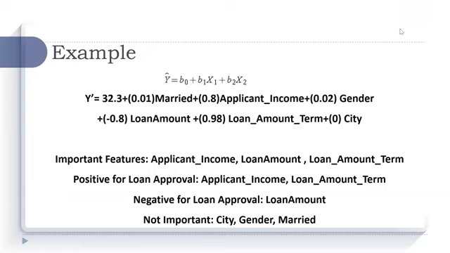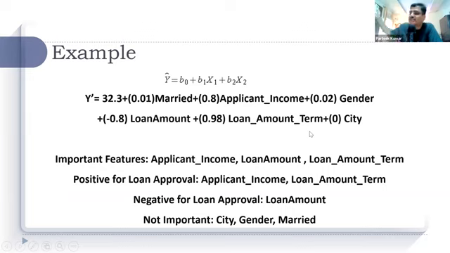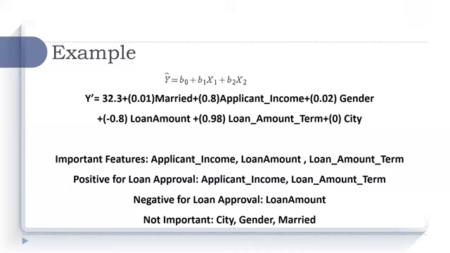Yeah, anyone? City. Very good. So city is not important because city is getting a weight of 0. Similarly, married is not important because it is getting a weight of 0.01. So from these weights, you can easily say what is important and what is not important. What is most important? Loan amount term. And what is least important? City. And what is negatively impacting your chances of getting the loan? Loan amount. So if you are requesting a very high loan amount, the chances of getting loan approval may be less.